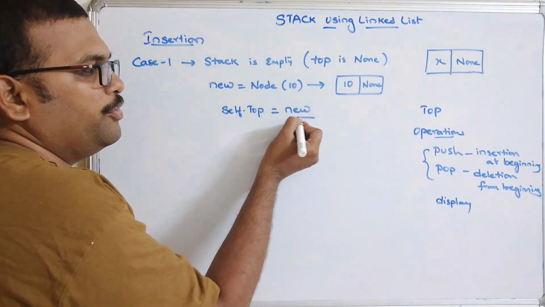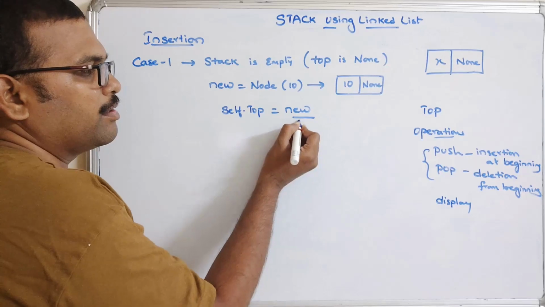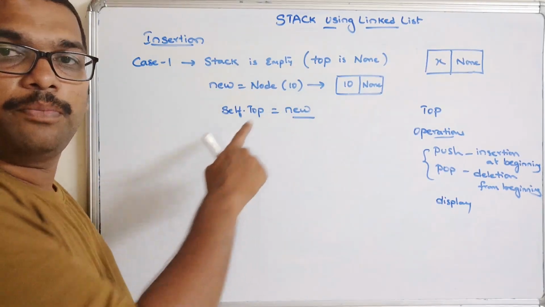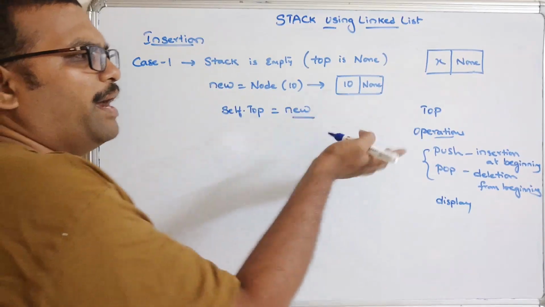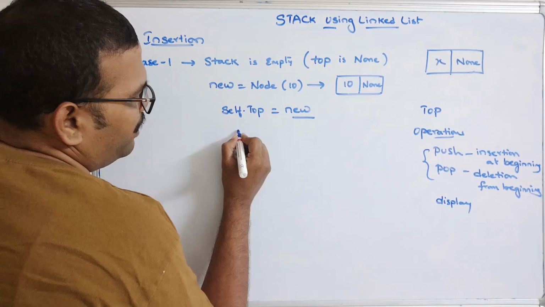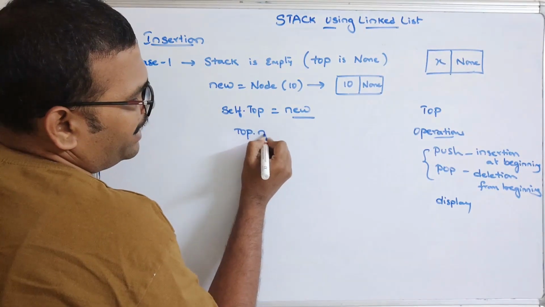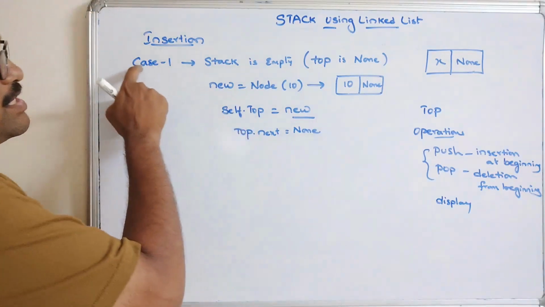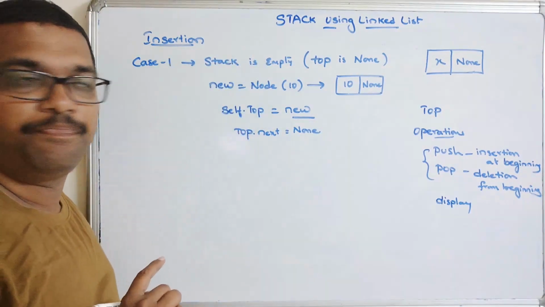So top is assigned to new. By default the next value is None, or else you can also write it here: top.next is equal to None. So this is the first case, where the stack is empty, right?